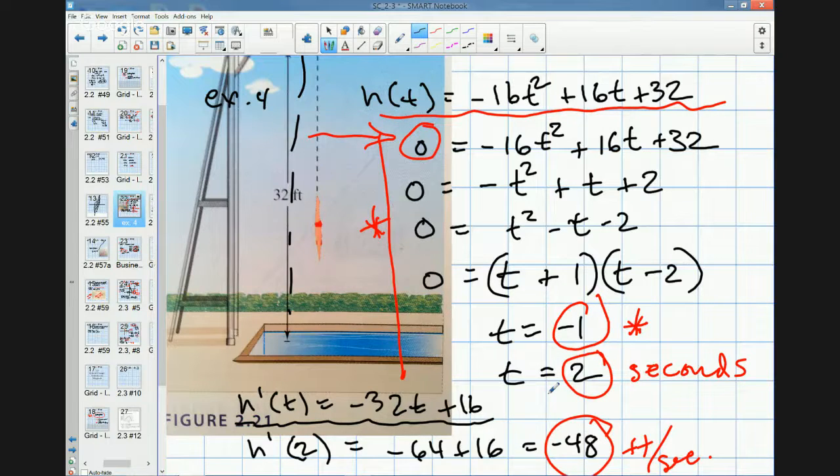Now, what's the exact velocity at 2 seconds? And that's what we found out down here. What is h prime at 2? And a little bit of substitution. When he hit the water, he was going 48 feet per second downward. Okay.